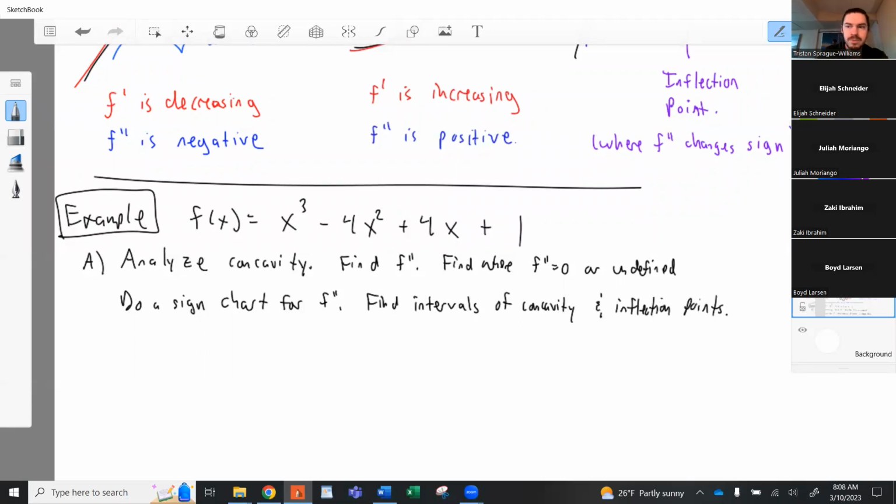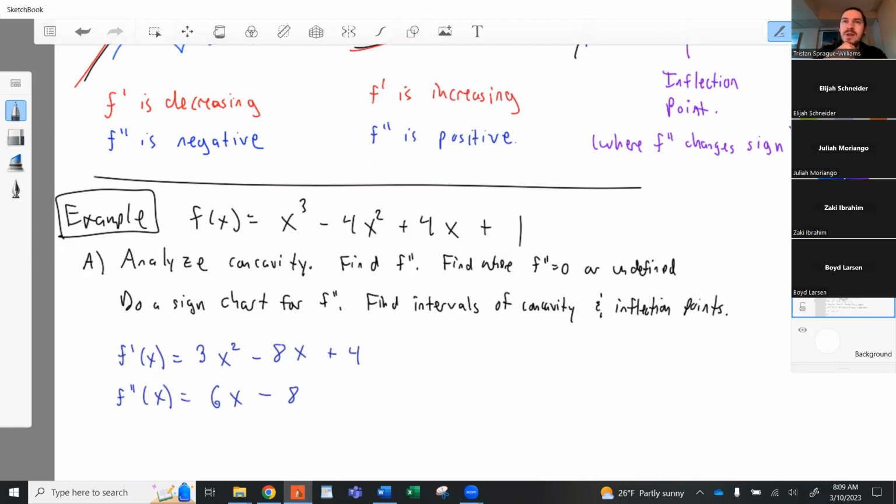Okay, so first step, find the derivative. I differentiate my nice function here, my cubic function. You just use the power rule, nice and easy. 3x squared minus 8x plus 4 plus 0. So there's my first derivative. Then I'll do a second derivative. 6x minus 8. Good. 6x minus 8.